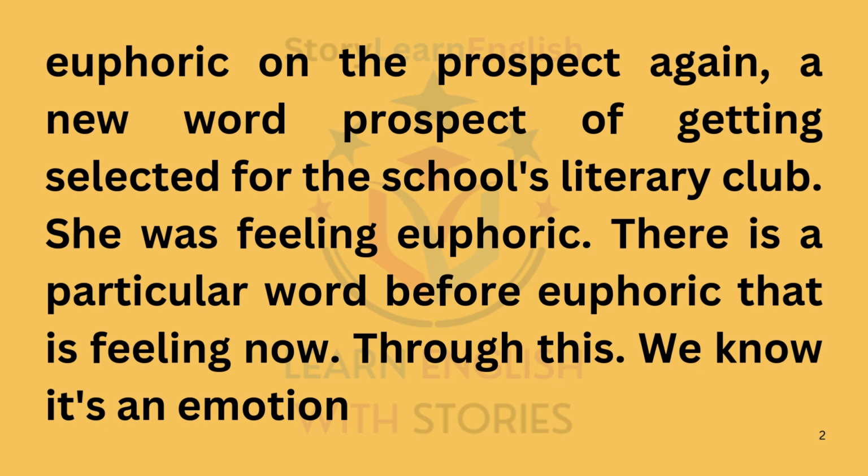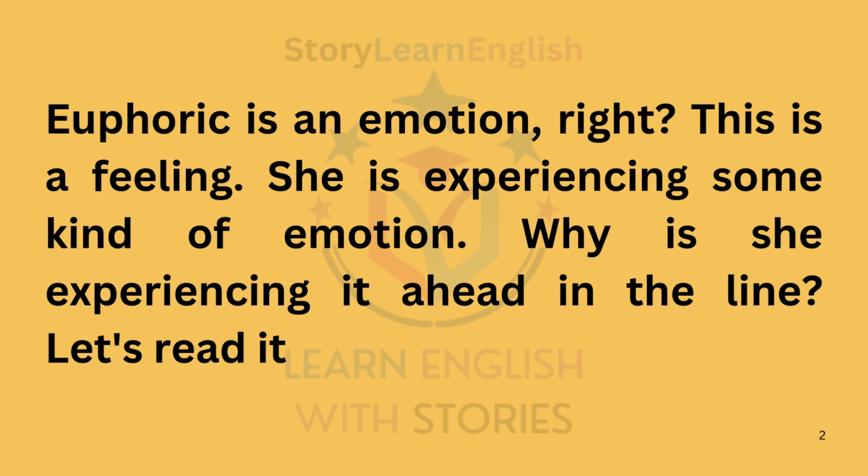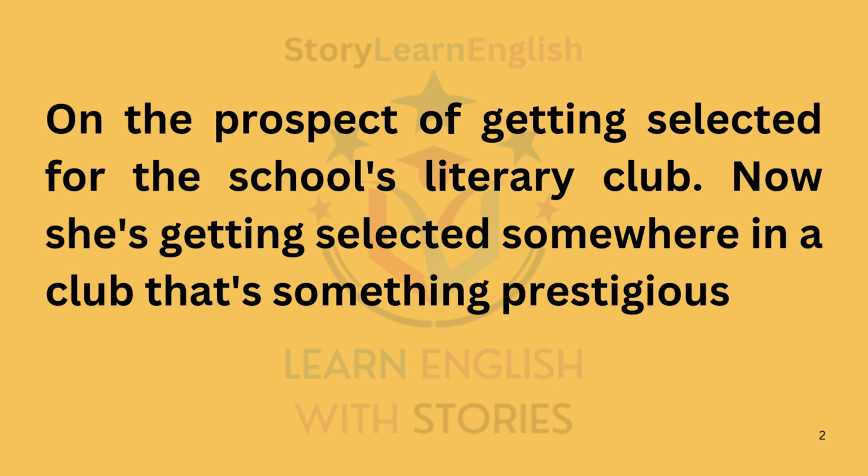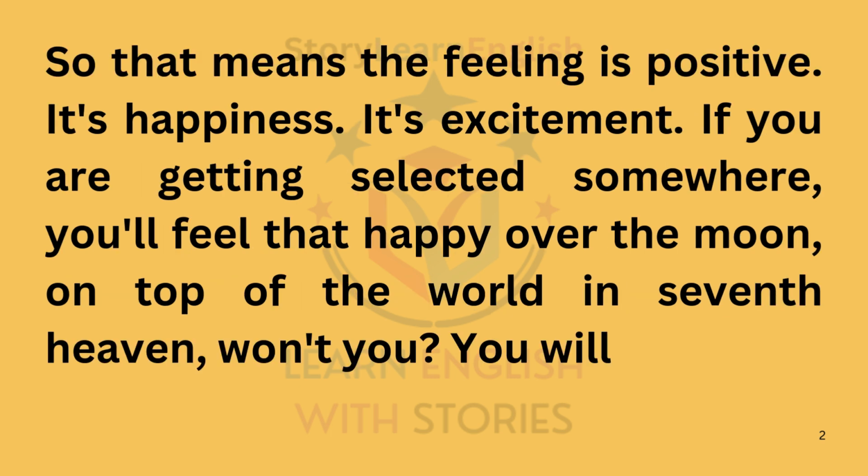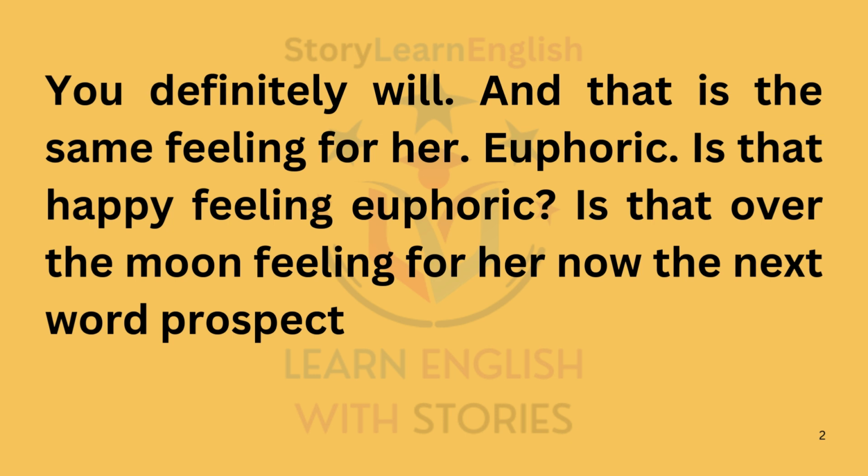She was feeling euphoric. There is a particular word before euphoric, that is feeling. Through this, we know it's an emotion. Euphoric is an emotion, right? This is a feeling. She is experiencing some kind of emotion. Why is she experiencing it? Ahead in the line, let's read it: on the prospect of getting selected for the school's literary club. Now she's getting selected somewhere in a club. That's something prestigious. So that means the feeling is positive. It's happiness. It's excitement. If you are getting selected somewhere, you'll feel happy, over the moon, on top of the world, in seventh heaven, won't you? You will. You definitely will. And that is the same feeling for her. Euphoric. Is that happy feeling euphoric? Is that over-the-moon feeling for her? Now the next word, prospect.